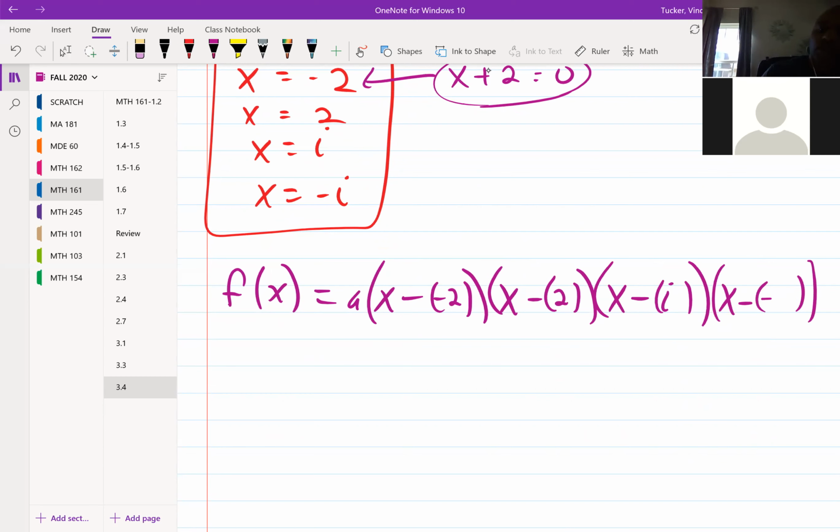All right, so that's what we're looking at. So you got x minus negative 2 times x minus 2 times x minus i times x minus negative i. So you want to set it up so we have our opposite signs. And you'll see that this x plus 2 will be generated right here. Negative to negative turns positive.